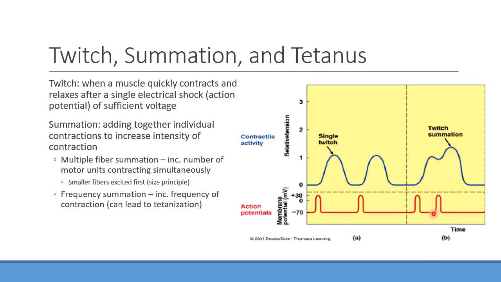Again, you have two action potentials in quick succession. You're going to see this twitch summation that occurs here. Before that first twitch has enough time to relax the muscle back to baseline, you already have another action potential causing even further contraction to occur.